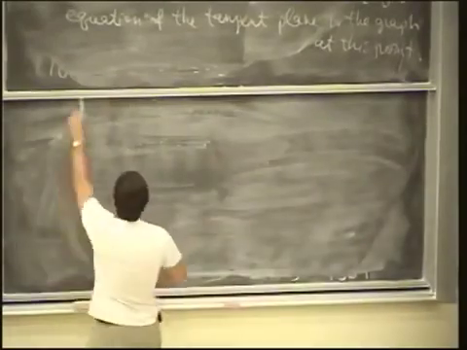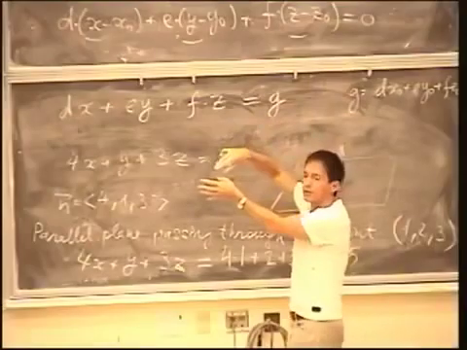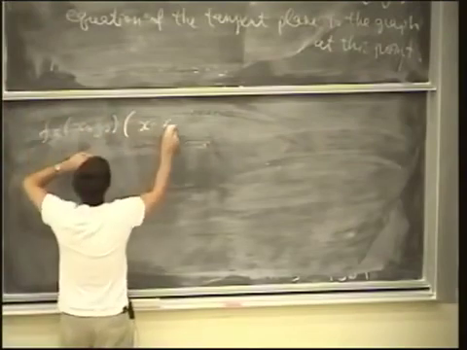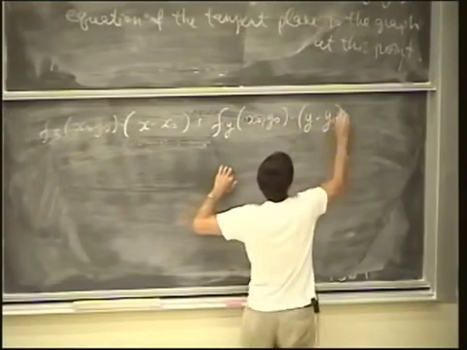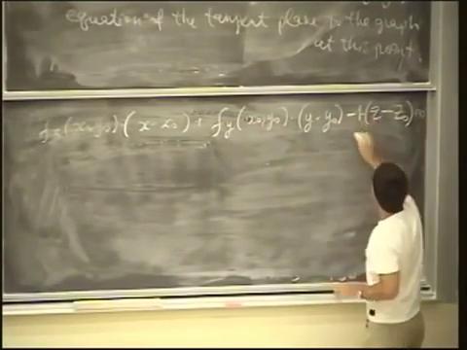This is a nice way to write it, but if I want to write it the way we usually write, I have to put all variables on the same side. So instead of writing like this, I would have to write f sub x, x minus x0, plus f sub y, y minus y0. And then I would have to take the other term to the side also. So that means the coefficient here is -1.